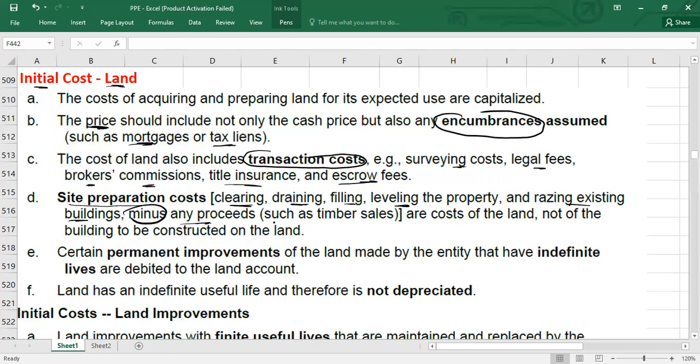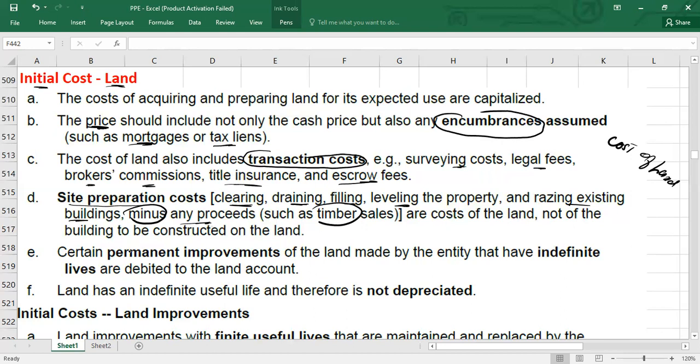So here we have a very important note: minus any proceeds which you will get through the sale of timber. There might be certain trees which you will sell, and you will get certain inflows for that. This sale of timber will always reduce the cost of land. I will show you with the help of an example. You will not record the revenue from the sale of timber as revenue. No, you will reduce the cost of the land.